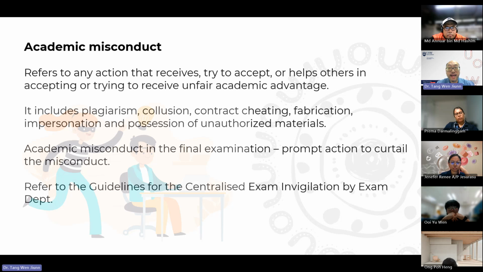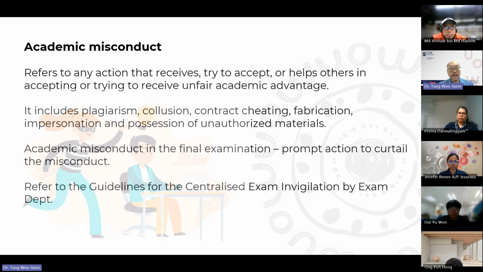So for the final exam, especially the face-to-face, traditional, conventional final exam, it is quite clear-cut in terms of academic misconduct, right? If you identify they have some unauthorized materials, it is considered as misconduct. You stop them, and then there's the process for you to follow, right?